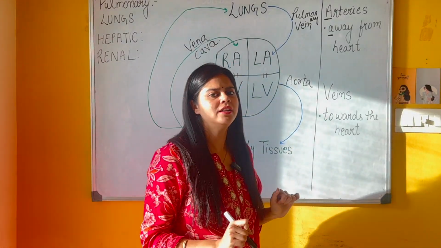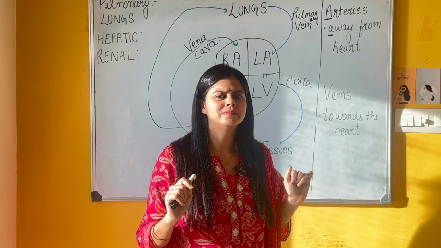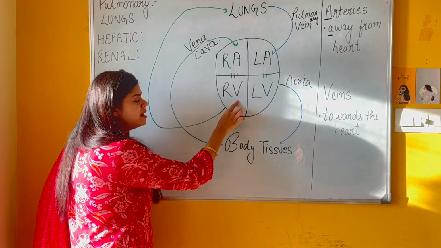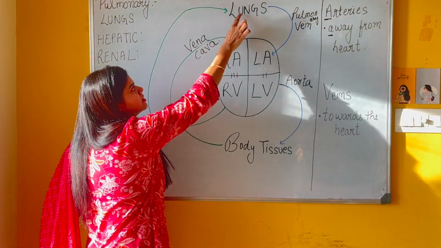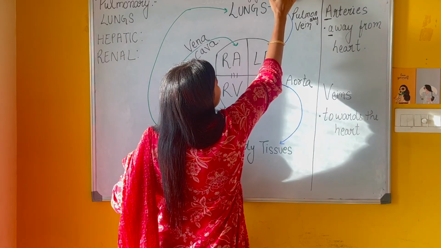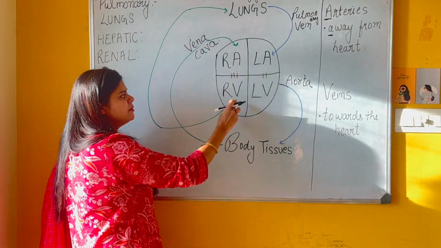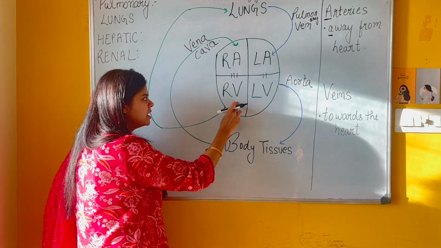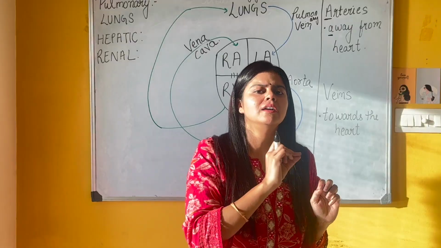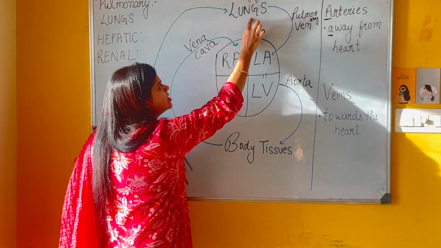From right ventricle, the deoxygenated blood will be supplied to all your body. True or false? False. Deoxygenated blood from right ventricle will go to lungs for the process of oxygenation. Deoxygenated blood from right auricle will come down to right ventricle. From right ventricle, the deoxygenated blood will go to lungs for the process of oxygenation.